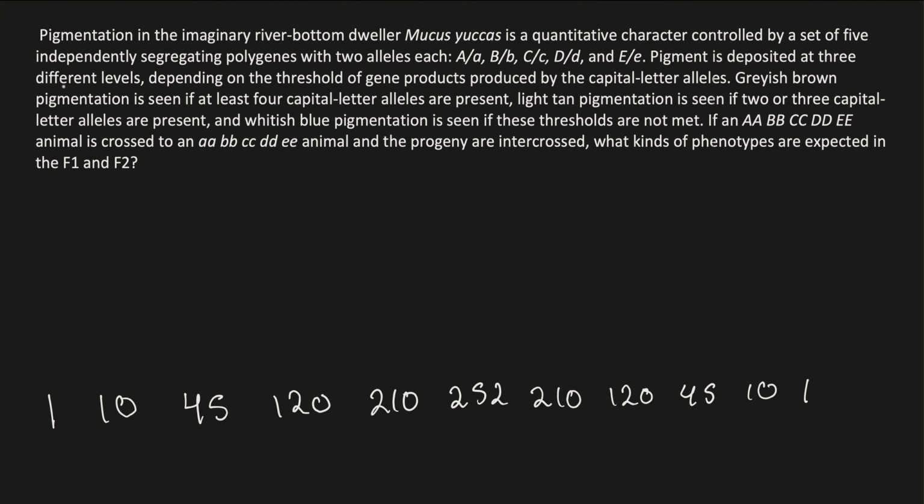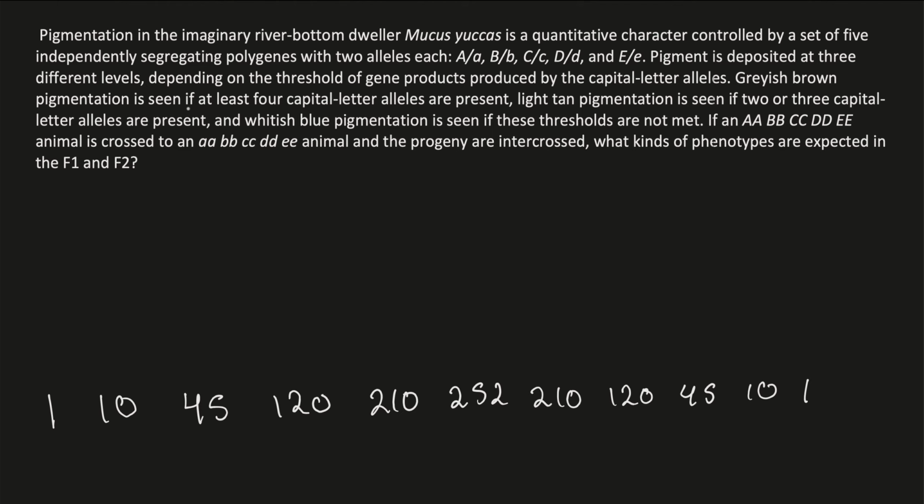So the following question has to do with additive genes, but this time we have a lot of different alleles that can affect it, right? And so the question goes that we have pigmentation in imaginary river bottom dweller mucus eucus, and it's a quantitative character controlled by a set of 5 independently segregating polygenes with 2 alleles each, A, B, C, D, and E, right? A pigment is deposited at 3 different levels depending on the threshold of gene products produced by the capital letters. So if you have a capital letter, it basically changes the threshold of the additive gene, right?